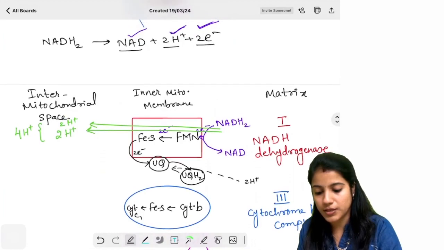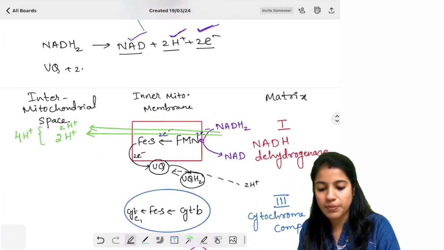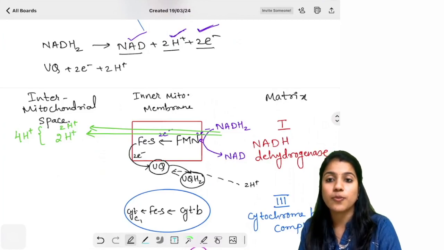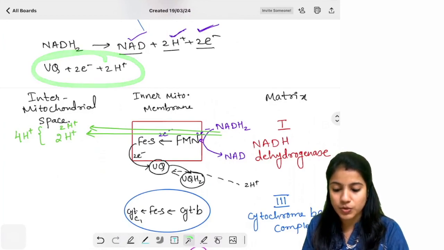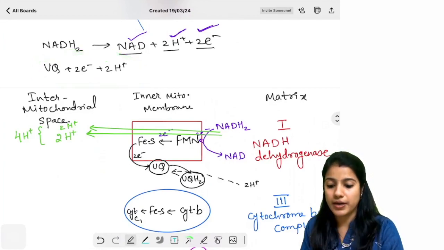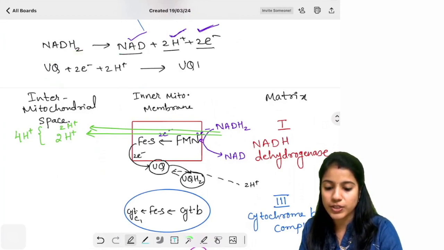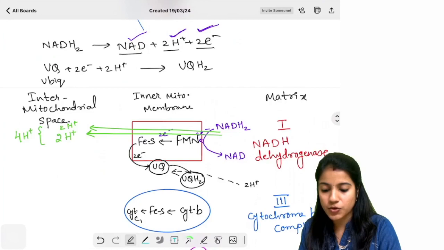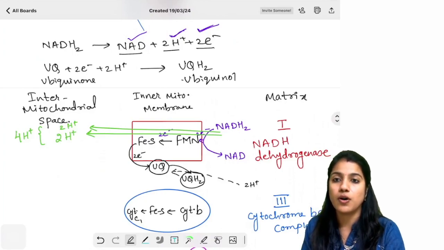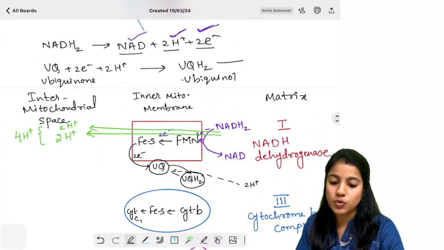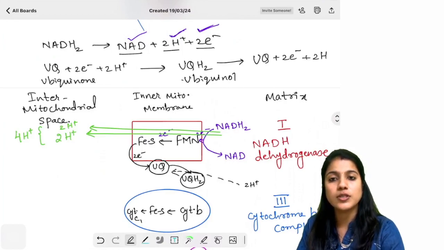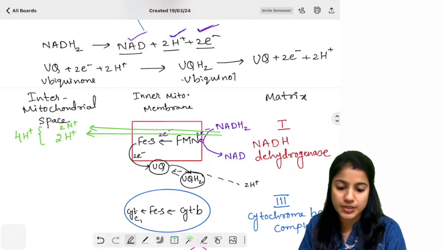Now here again, UQ will accept 2 electrons plus 2 protons from the matrix. I am writing it over here. So we will be getting the product UQH2. So this is ubiquinone, and this is ubiquinol. Now, this cannot remain in this state for a long period of time. It will soon get converted back into UQ, and it will donate 2 electrons and 2 protons back. Got this process clear?